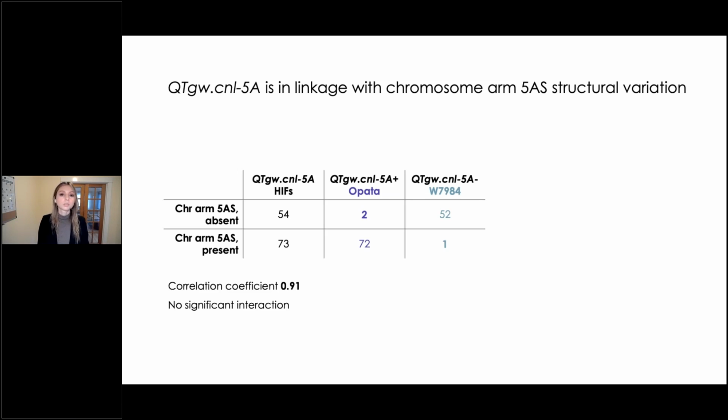We also tested for an interaction between the 2 loci using a univariate linear model of 1,000 grain weight, but we did not measure any significant interaction.